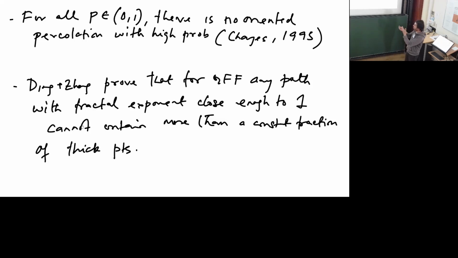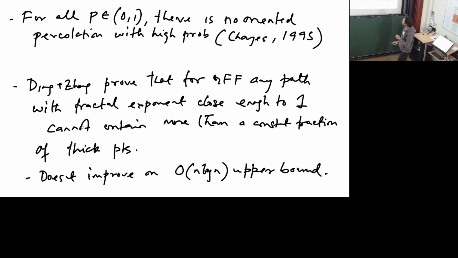A quantitative version of this was proven by Jing and Zhang, who proved that for any path with a fractal exponent close enough to 1, a good fraction of the points on that path cannot be thick. But obviously all of this still does not refute what the passage time is. Even if you have 50% of the points which are log n, that can still give you n log n passage time. So this doesn't improve on the order n log n bound.